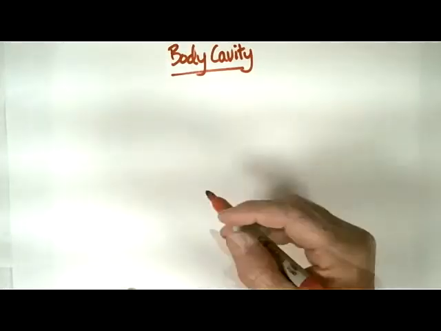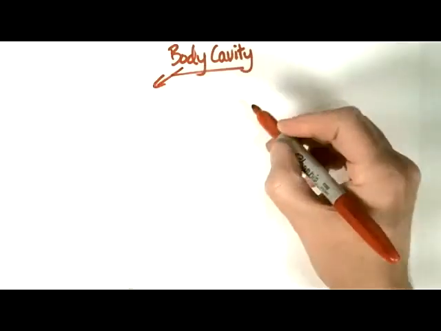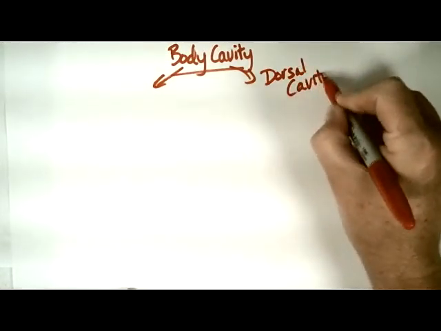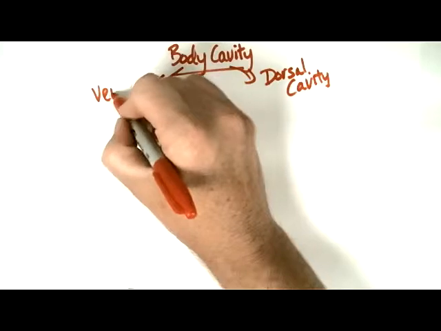And you should already understand basic anatomical terms before you even watch this video. So if you haven't, then please go back and review your anatomical terms because you're going to need it before you do this. There really are two major body cavities. We have a dorsal cavity and we have a ventral cavity.